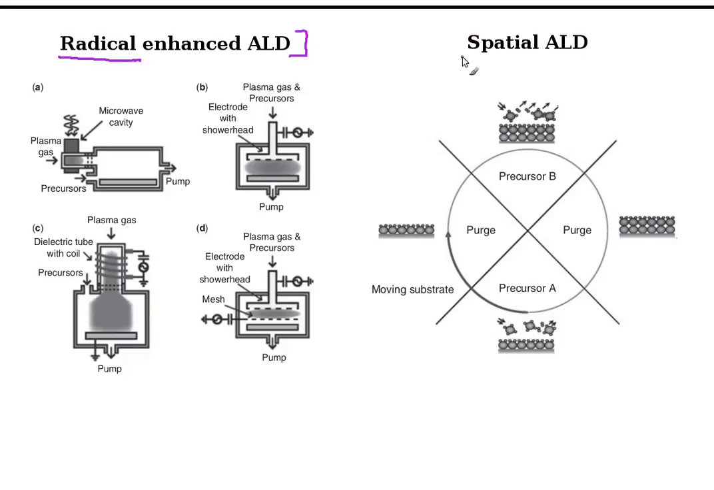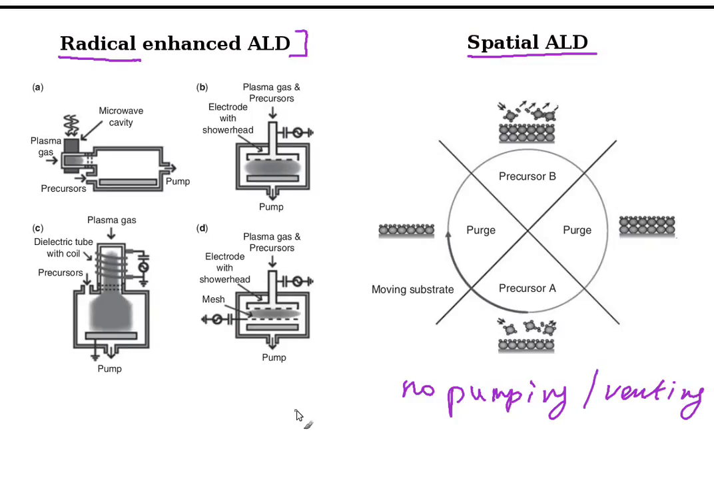Also, another possible trick for ALD is spatial ALD. In this case, two gases never occupy the same chamber. Instead, the sample is rotated and goes from one chamber to the other, and so on and so forth. So no pumping or venting is needed. Gases are physically separated from each other. It means that the chambers will also be clean and no flaking will occur.